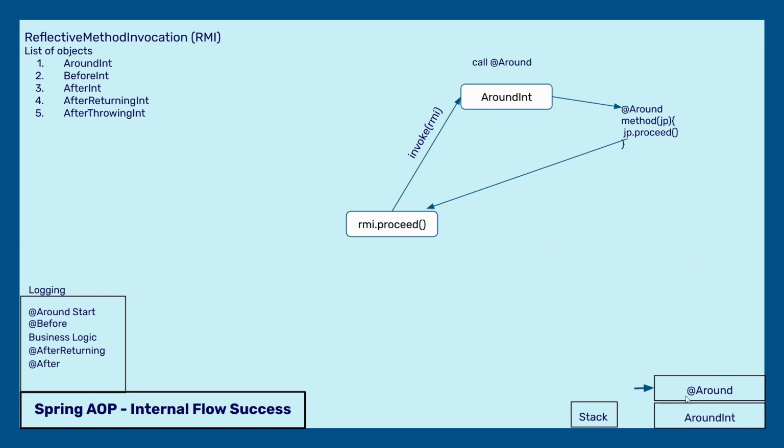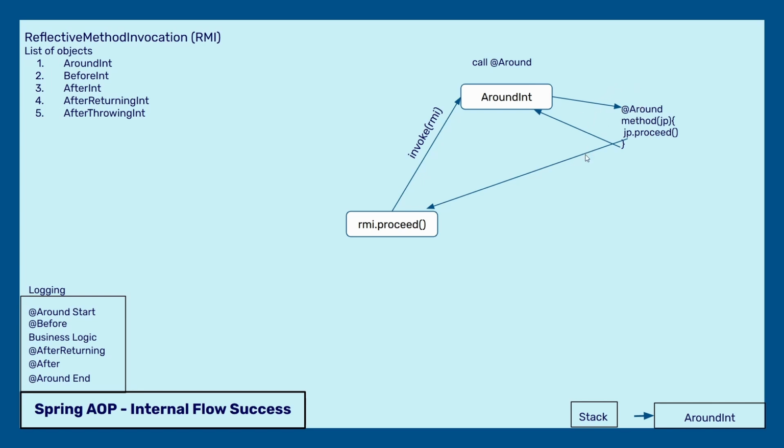Now the stack has around advice, which is this part. It pops up and the stack points to the around interceptor, and the proceed method is completed here. The next line was to print around end. So logging will add around end, and the method of execution for this advice is completed and hence it returns back to the invoke method of the around interceptor.